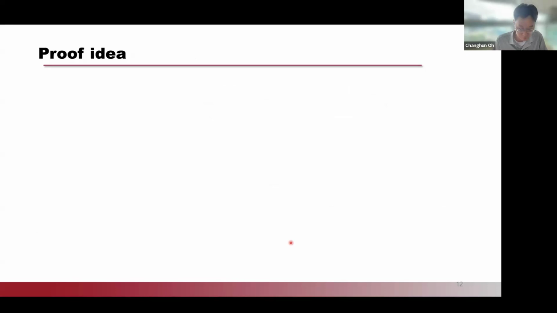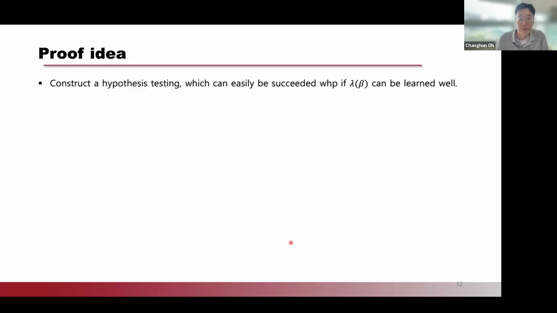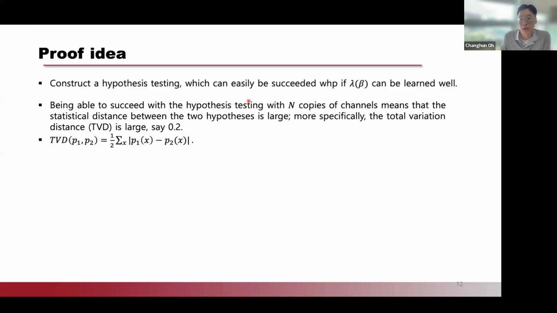Let me give you some high-level proof ideas. To prove this exponential separation, that is, to prove that any entanglement-free scheme takes an exponential number of samples, we construct a hypothesis testing task, which can easily succeed with high probability if Bob can learn this characteristic function well. That means that if Bob has n copies of the channel and uses these n copies to learn lambda beta, then he can succeed at this hypothesis testing with high probability.